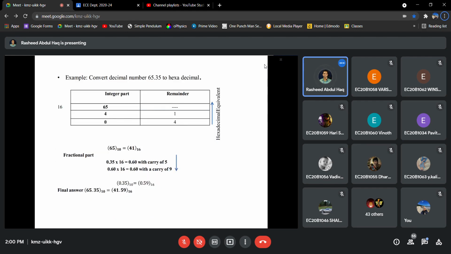Okay, then I hope everyone has done this one as well. Convert the decimal number 65.35 to hexadecimal.